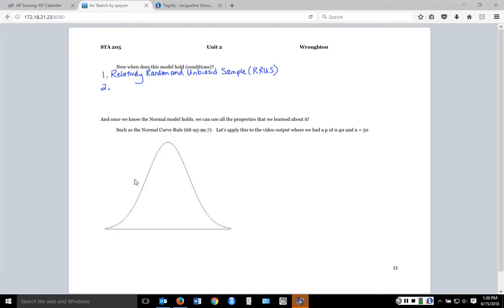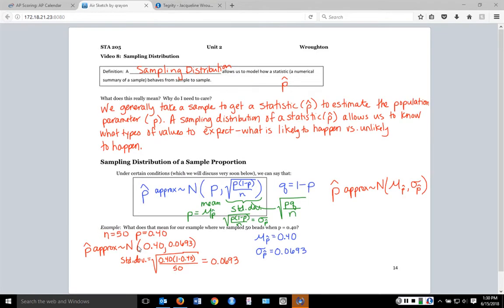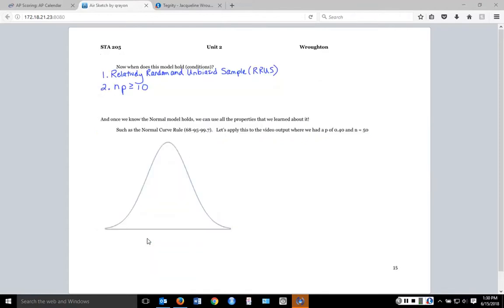My second condition is that n times p needs to be at least 10. And notice from our example, we will have both n and p. So we'll be able to check that, and we will do that shortly here for our example. And then our third condition is that n times 1 minus p, or again, some people might call n times q, also needs to be at least 10.